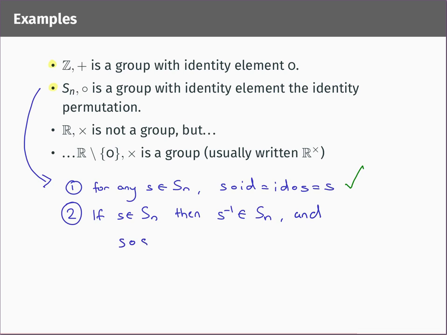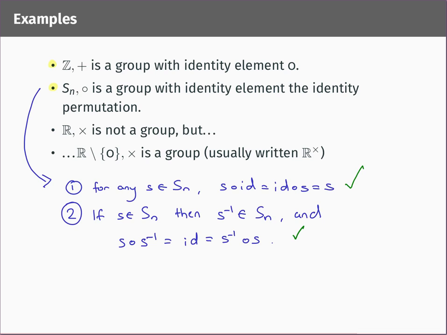And S composed with S inverse, well, by definition, that is the identity permutation, which is the identity element in our group, Sn. And that's the same as S inverse composed with S. So it's true that for every element of Sn, there exists another element of Sn, such that when you combine those elements using the binary operation of composition, either way round, you get the identity. So we've passed the inverses axiom.